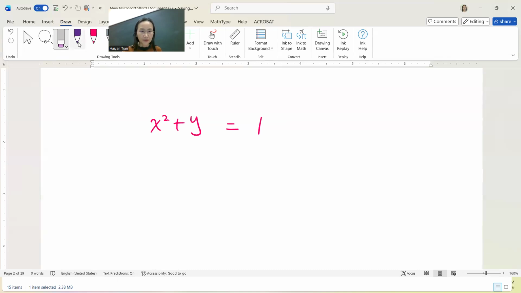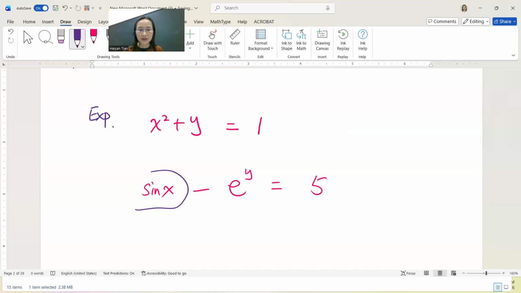And another example. So I just want to show a few nonlinear examples. So here is another one: sin x minus e to the y equals 5, for example. Do you think it is linear or nonlinear? Nonlinear because of sin x and because of this exponential term.